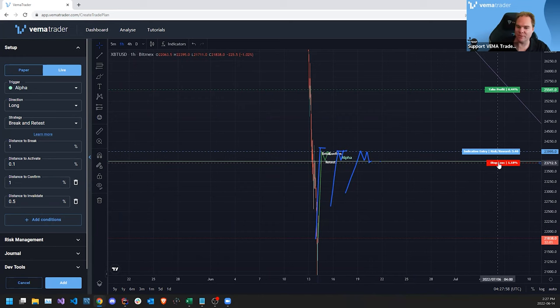Like when I'm doing a break and retest, I'm never going to put my stop loss on the wrong side of alpha. That's silly. That's not going to work. It's got to be down there.